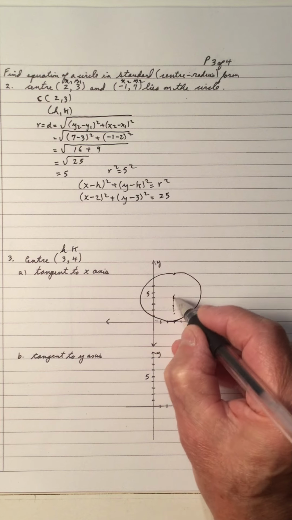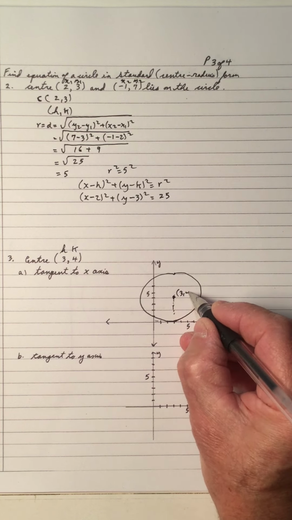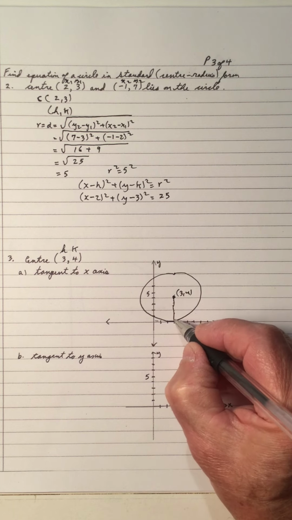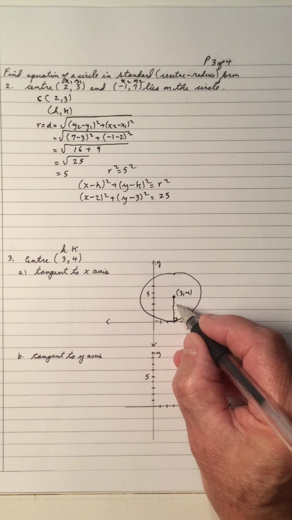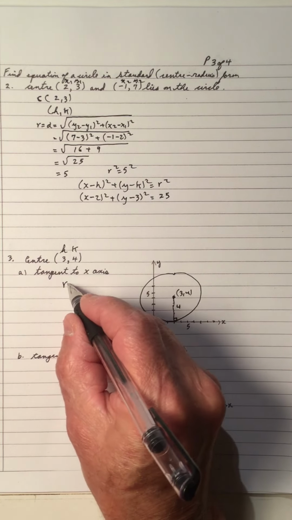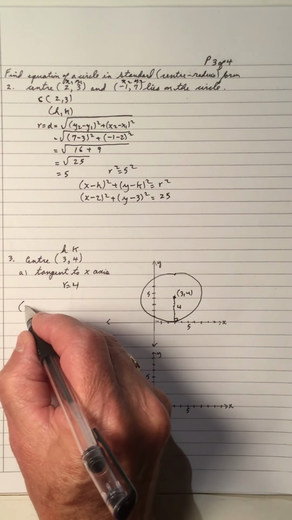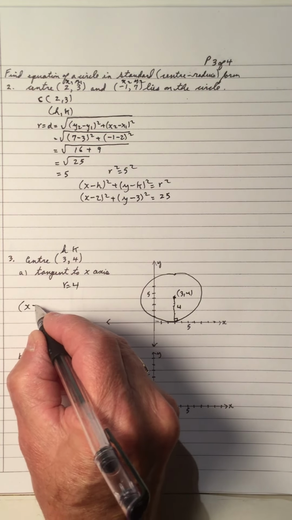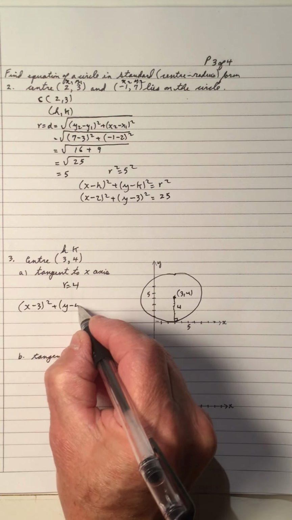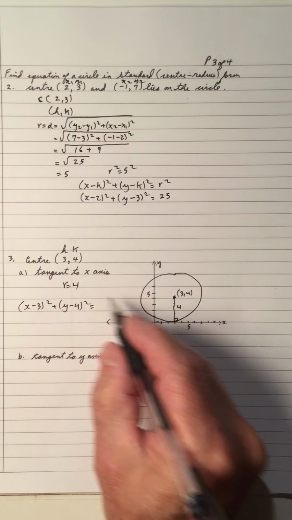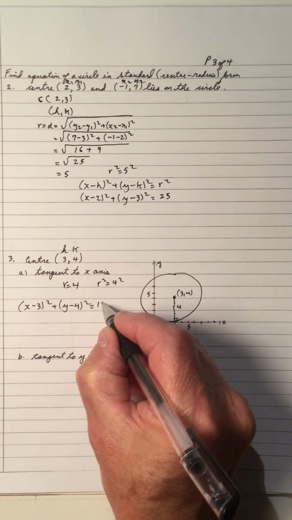There it is. So that's the center. So the center is 3, 4. And because it's tangent to here, it's perpendicular. That means this distance right here is 4. So that means the radius is 4. So the equation is x minus h, so it's x minus 3, y minus 4 squared equals the radius squared, so r squared is 4 squared, so it's 16.